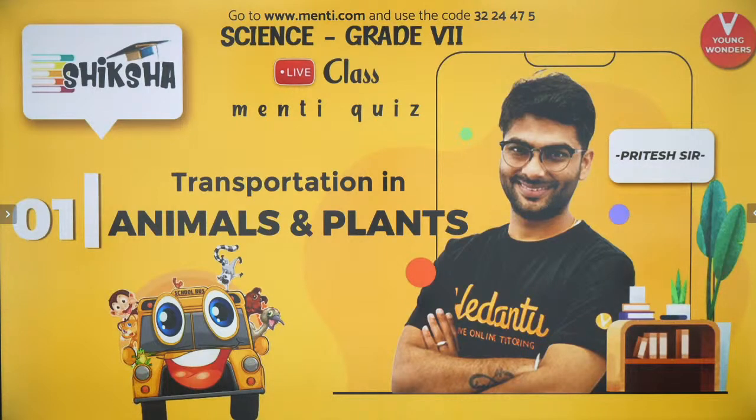Cardiac cycle is for 0.8 second. It consists of diastole, systole and joint diastole. That you will learn in your higher classes. What is diastole and systole?